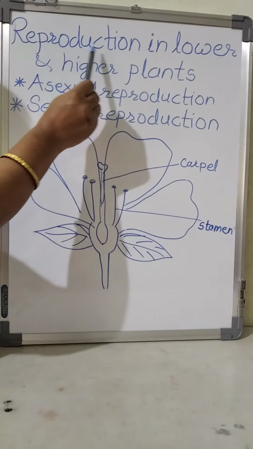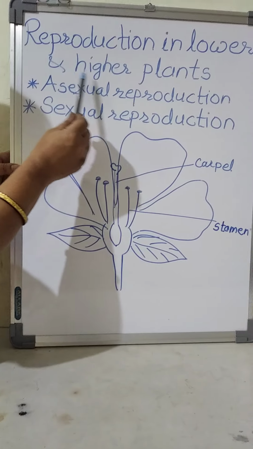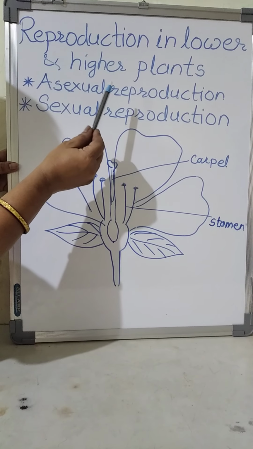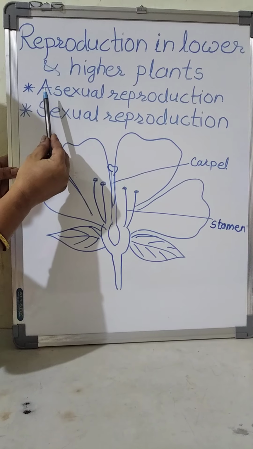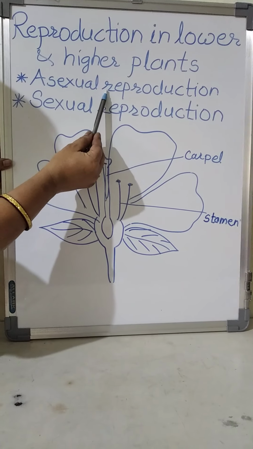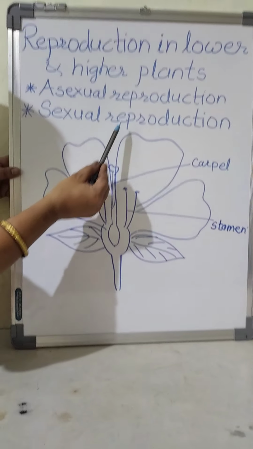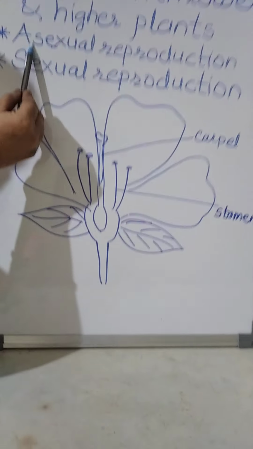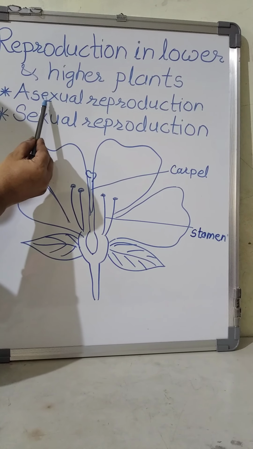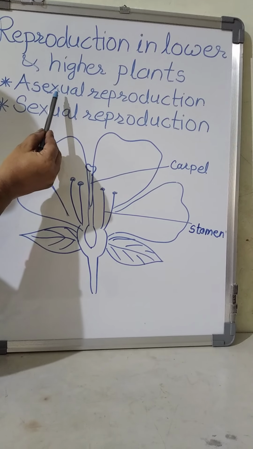Today we are going to study reproduction in lower and higher plants. This is the first topic in our biology textbook. In that, first we have to see two main points: asexual reproduction and sexual reproduction. Only for this year this first point is deleted, so I will explain in short only.